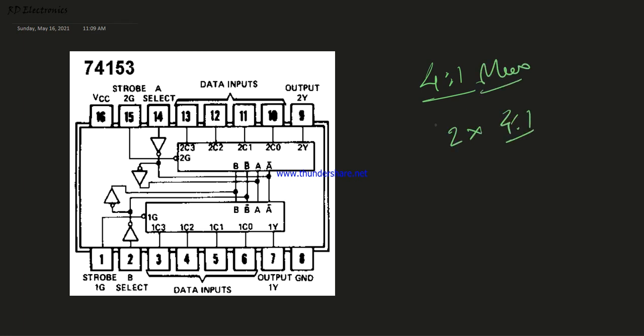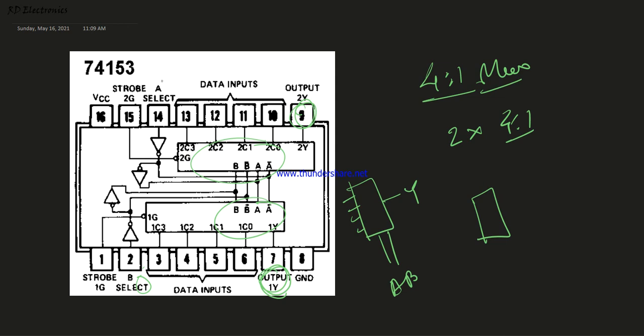74153. This is known as a 4:1 multiplexer. Here 2 4:1 multiplexers are available. This is the upper side, this is the lower side, and here A, B, this is B1 input. That means the multiplexer block has this A, this B, and there are 4 inputs, 1, 2, 3, 4, and 1 output Y. So this is the first output, and this is the second output of the multiplexer, because there are 2 4:1 multiplexers available in this IC.